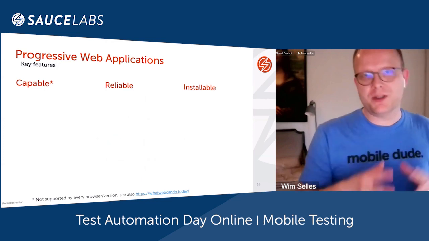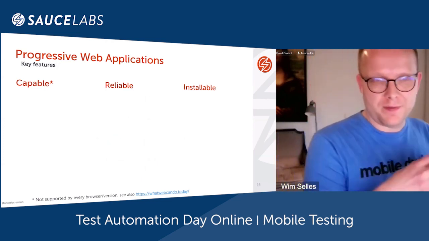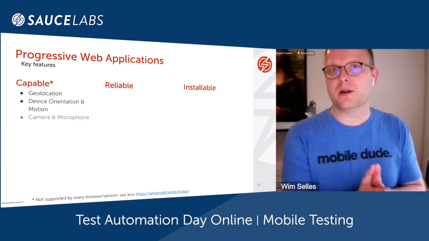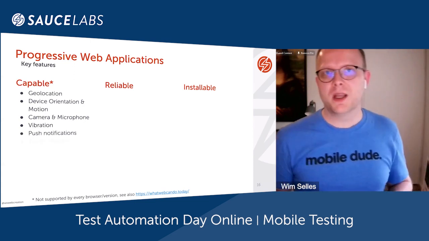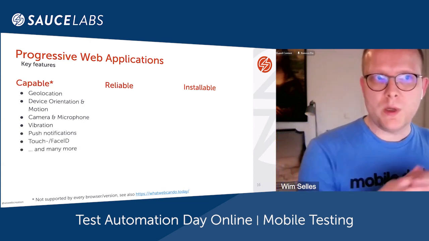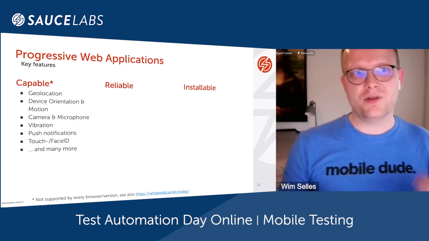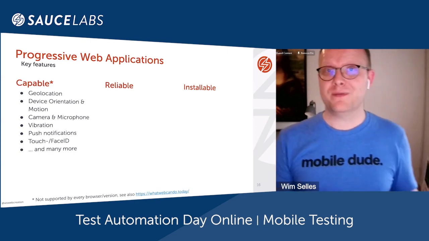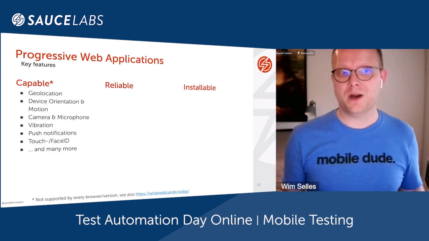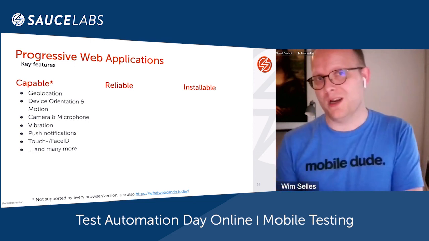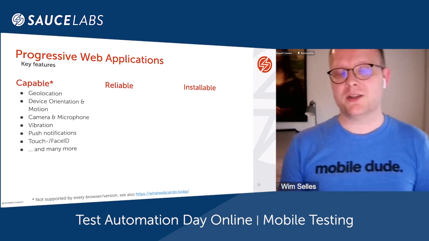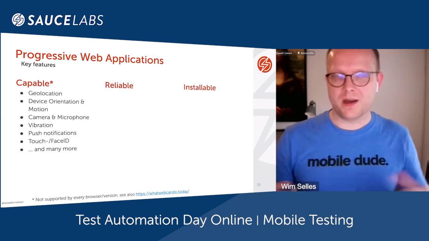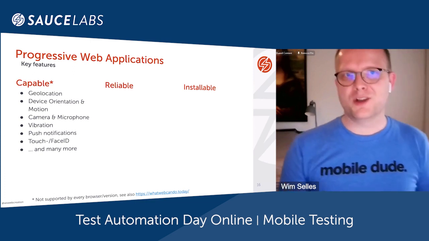If we dive into those key features, then we have capable, reliable, and installable. Let's dive a little bit more into the details of that. If we're talking about capable web applications, that means with PWAs you've got access to geolocation, device orientation and motion, camera, microphone, vibration, push notifications, and even Touch ID and Face ID for Safari, and many more. Be aware, that's why I have that extra asterisk there, that not every API is supported by every browser.